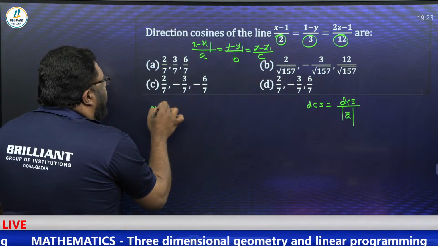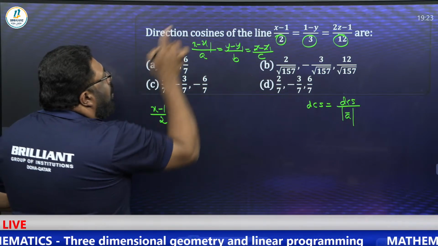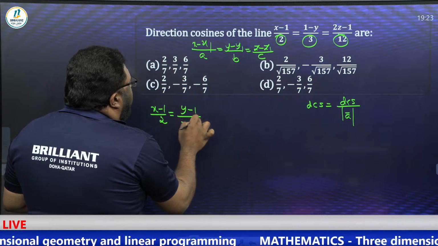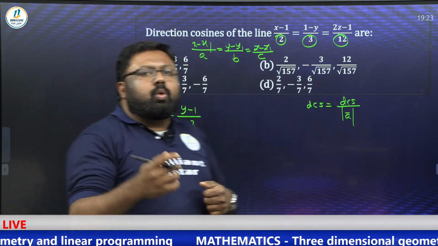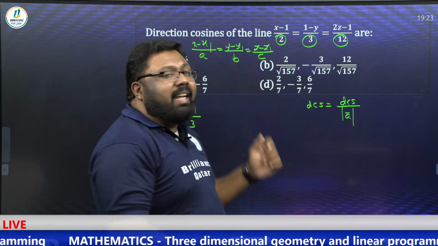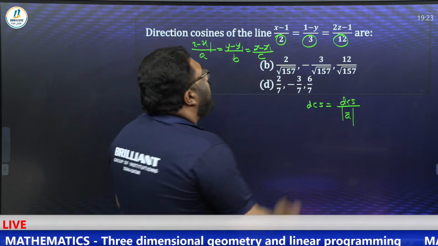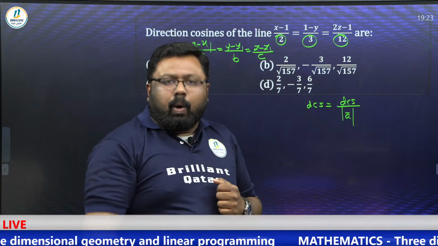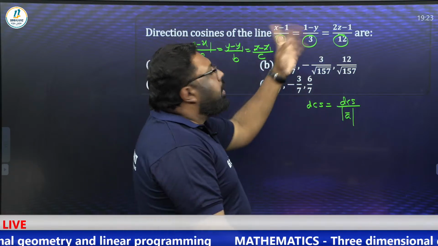So first, x minus 1 by 2. 1 minus y is not the correct form; it should be y minus 1 by minus 3. For those students who are struggling with this kind of changing part, I will tell you a small thing you can remember. Look at the coefficient of y. If it is not 1, check what it is.